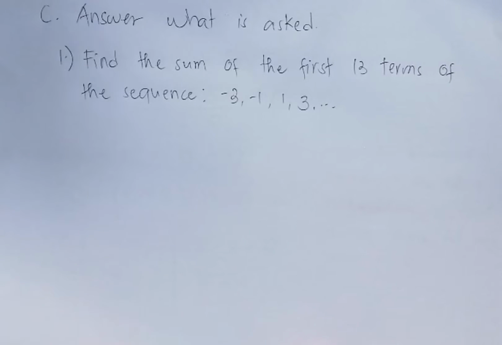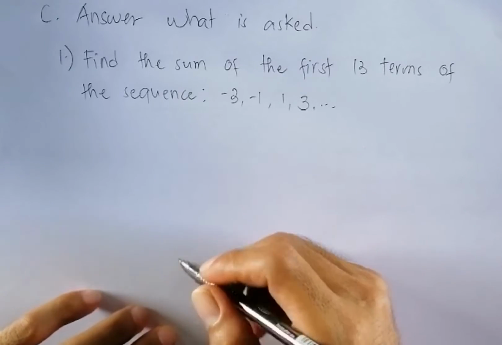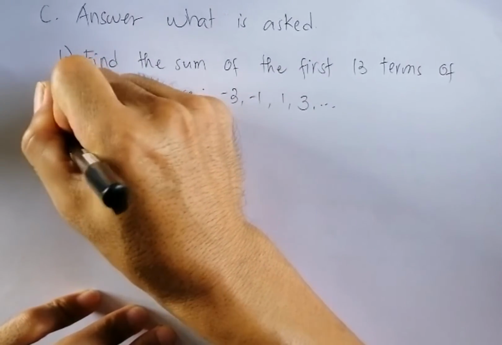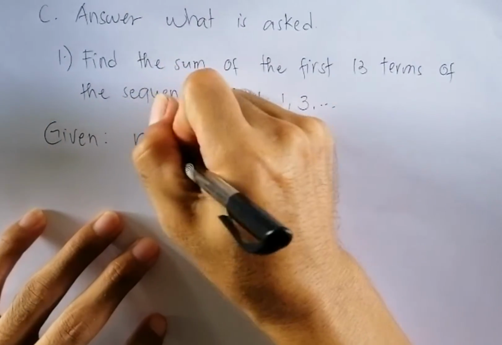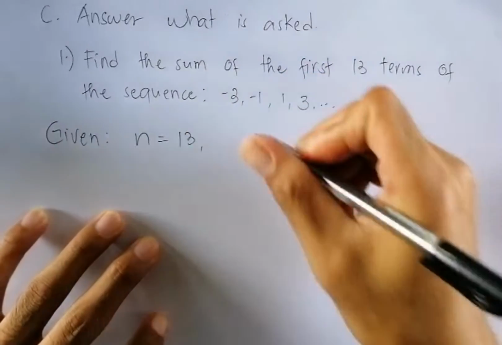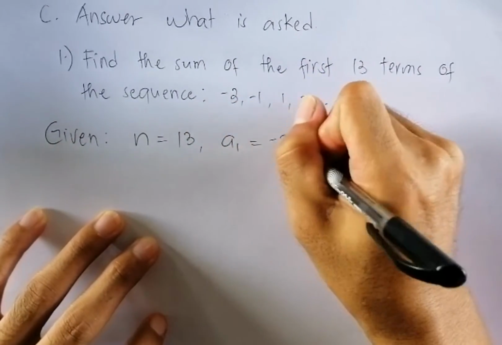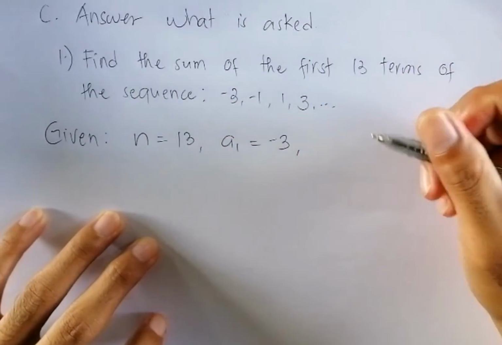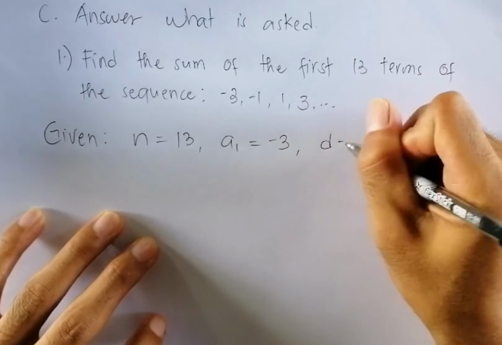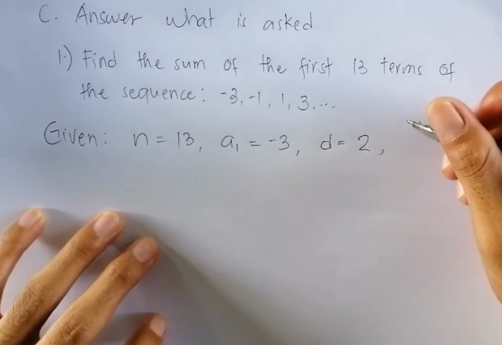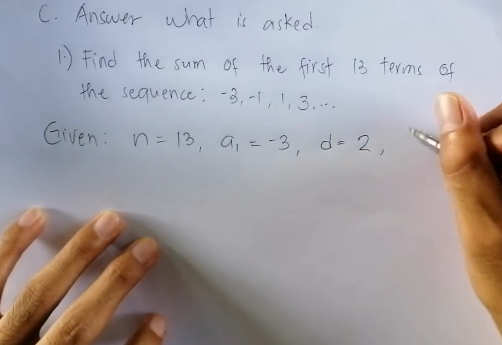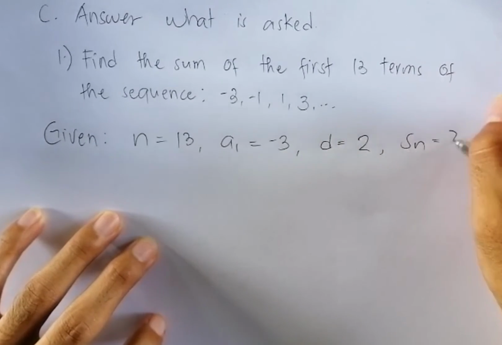Find the sum of the first 13 terms of the sequence -3, -1, 1, and 3. Given: n is 13, the first term is -3, the common difference is 2, and S sub n is unknown.